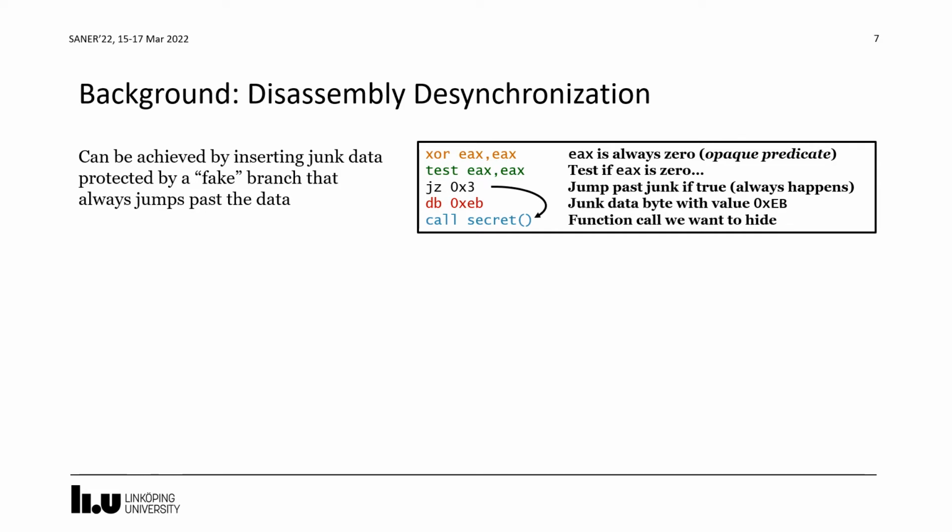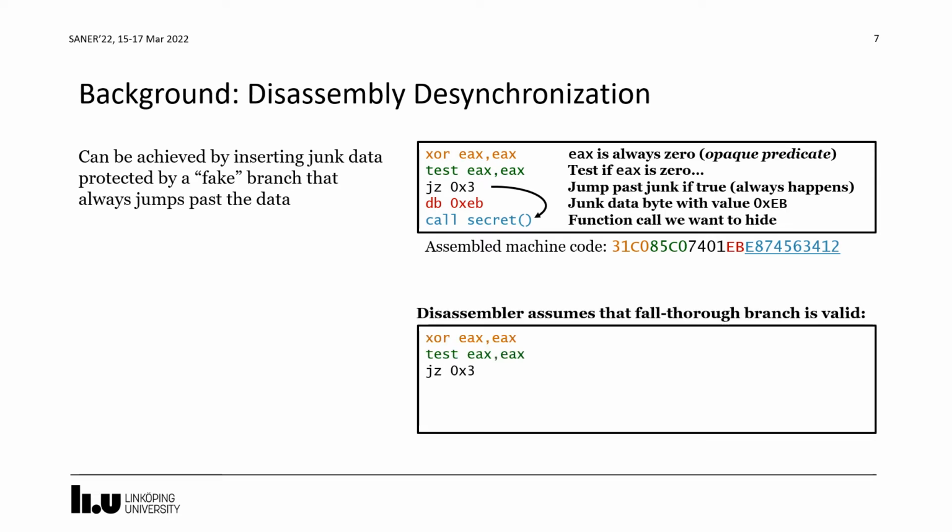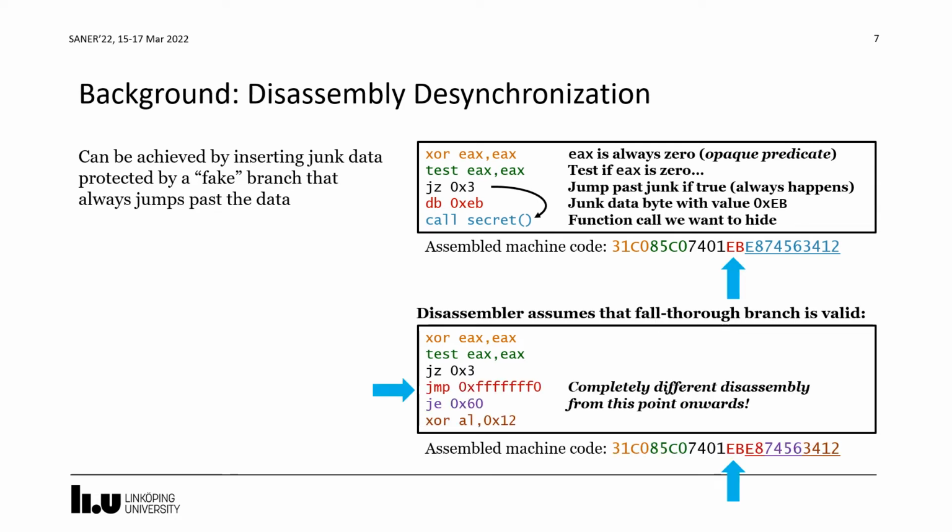And if we run this through a x86 assembler, we get the following machine code with the call instruction underlined here. If, however, we were to run this through a disassembler, the disassembler would assume that also the fall-through branch is valid, even though it can never actually be realized during runtime. And if the disassembler would parse the code down that path first, we actually get a completely different instruction listing.